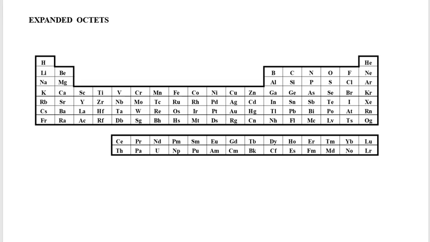Last video I left off quite abruptly, saying, hey, that was it. Now we're going to move into expanded octets. Expanded octets are things that are not obeying the octet rule, aside from hydrogen and maybe boron, okay?